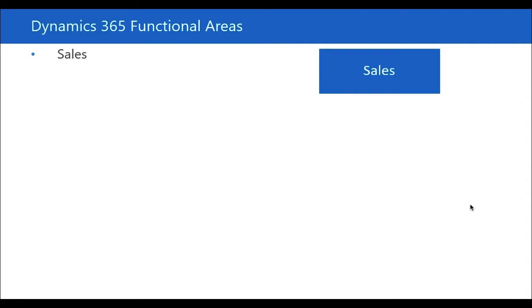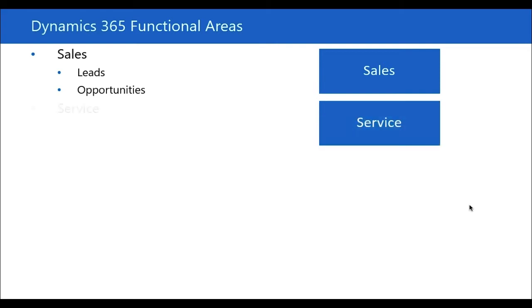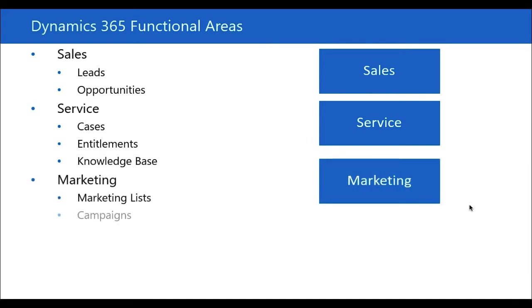First, we have sales. Some of the common record types we'll talk about in the sales business application are leads and opportunities. Next, we have the service business application. Within the service business application, some of the common record types found are cases, entitlements, and the knowledge base. Additionally, we have marketing, which can help us create brand awareness of who we are. The most common record types used are marketing lists and campaigns.